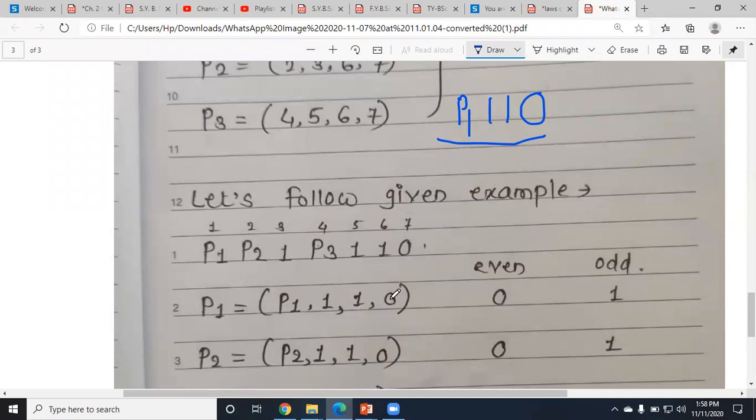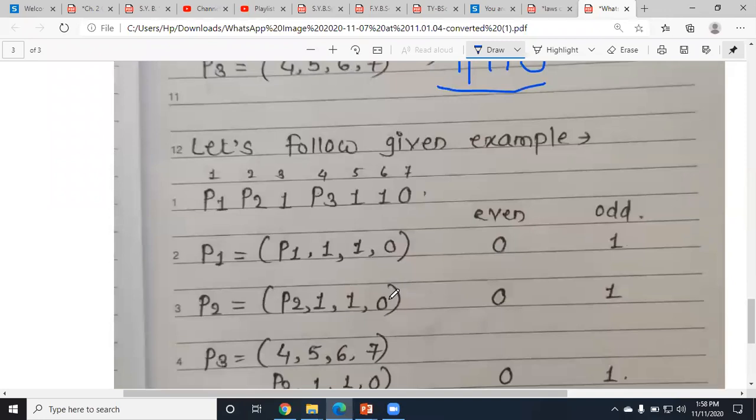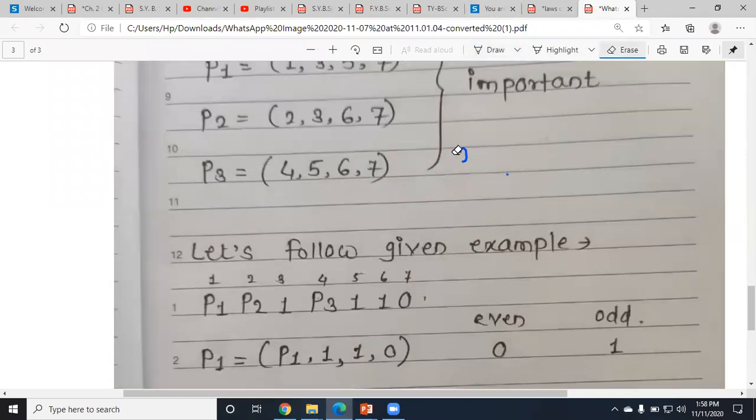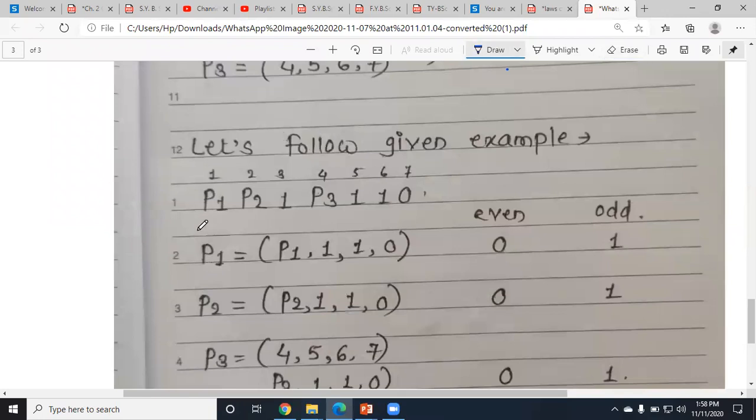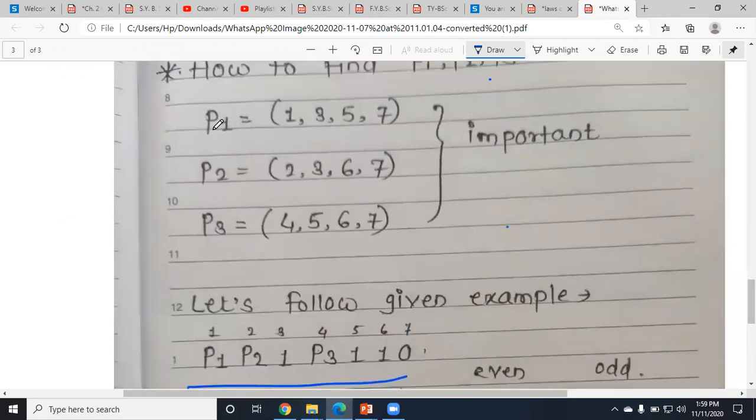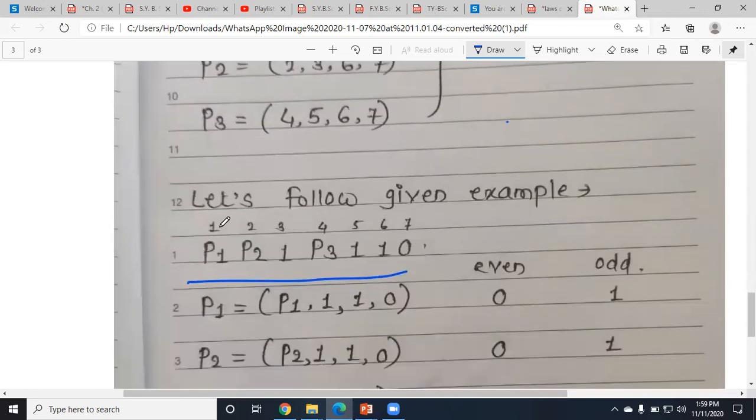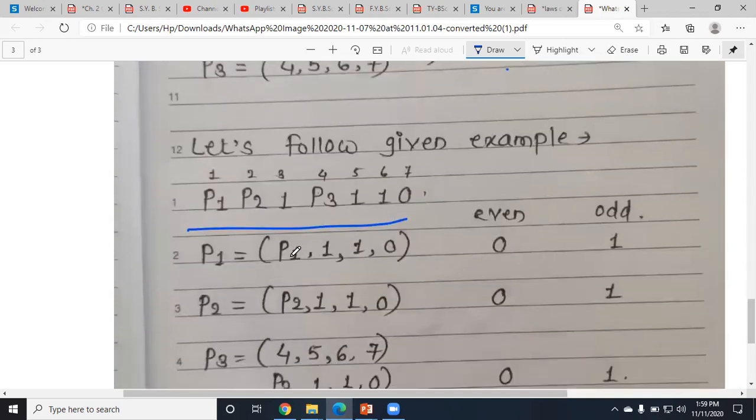Okay, wait, I'll repeat. Everyone is clear with this. Now to find P1, which places do we need to consider? 1, 3, 5, 7. And what is the data at the 1, 3, 5, 7 places? P1, 1, 1, 0. These are the 1st, 3rd, 5th and 7th places.